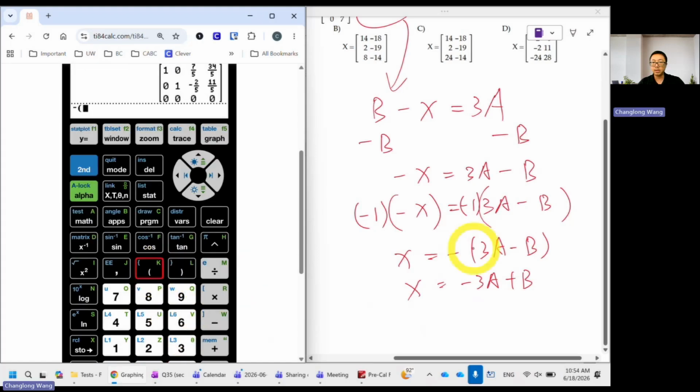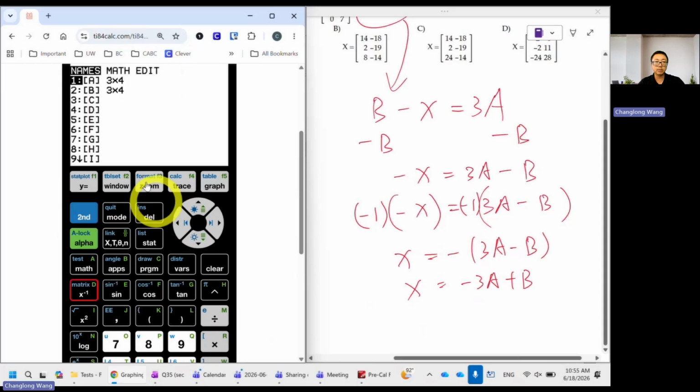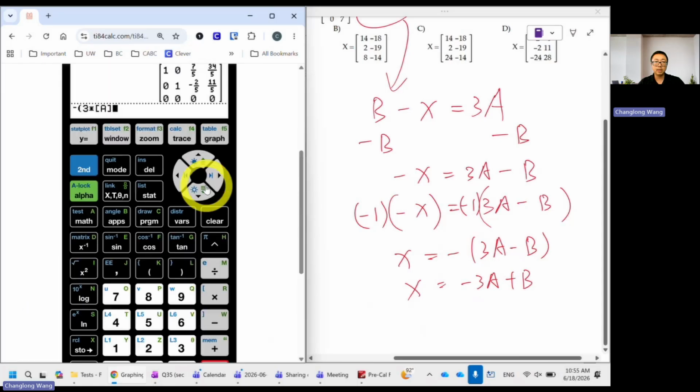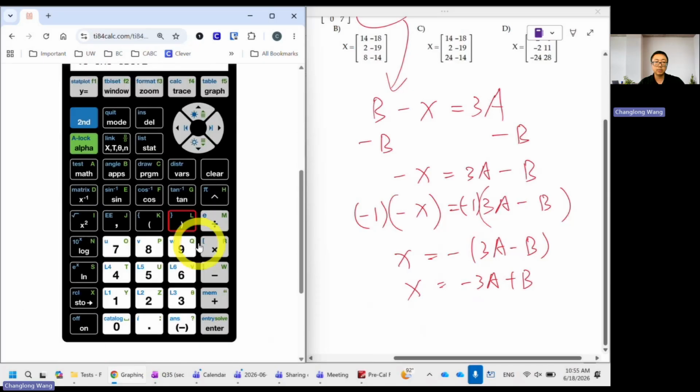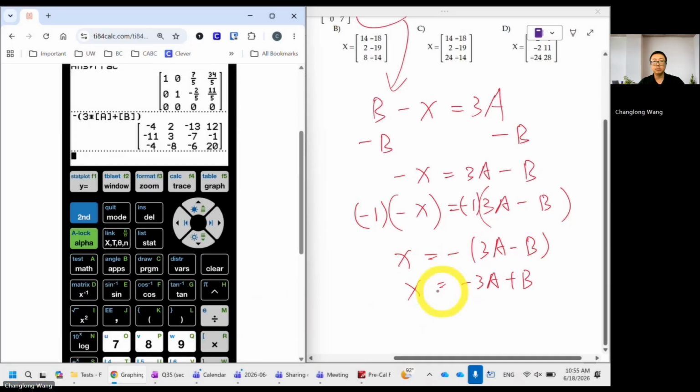So I do negative, open parentheses, 3 times matrix A. I'm going to call on matrix A, the second matrix, then I'll add matrix B, the second matrix 2. Here we go. Close parentheses, hit enter. So that's what the X as a matrix is supposed to be.